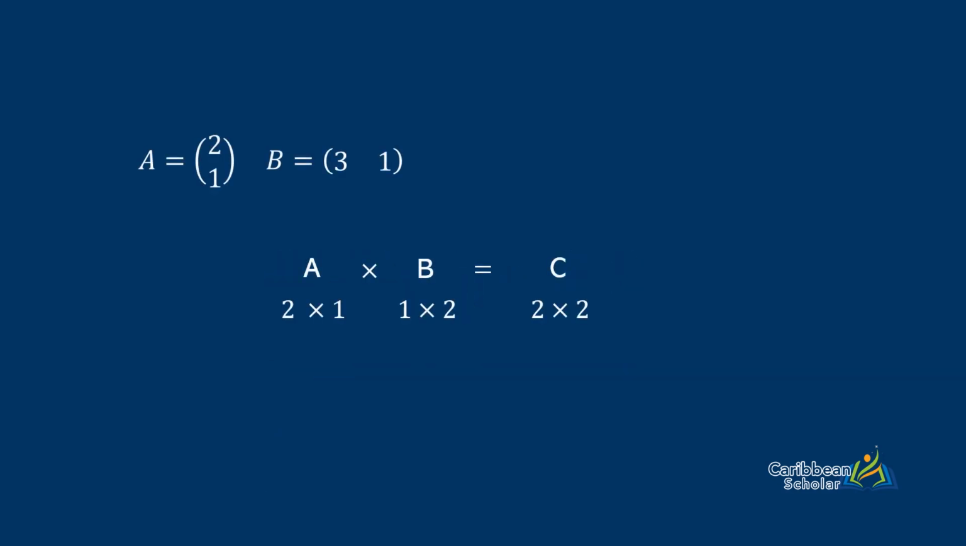Let's see one more example. This time we have A being 2, 1, and B being 3, 1. A in this case is a 2 by 1 matrix, and B in this case is a 1 by 2 matrix. Notice that the middle numbers are the same, and we once again end up with a 2 by 2 matrix.